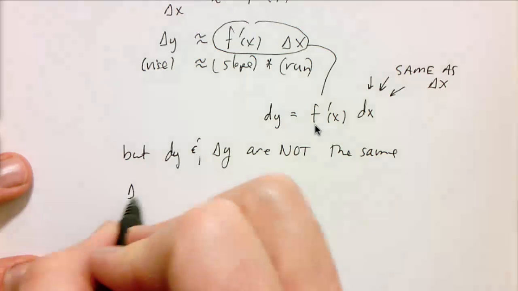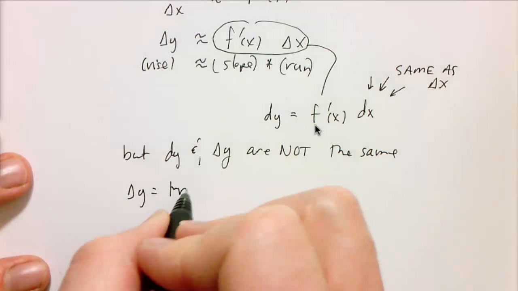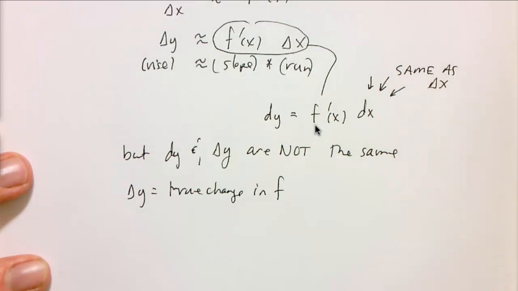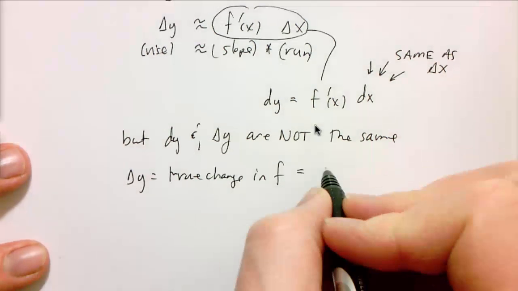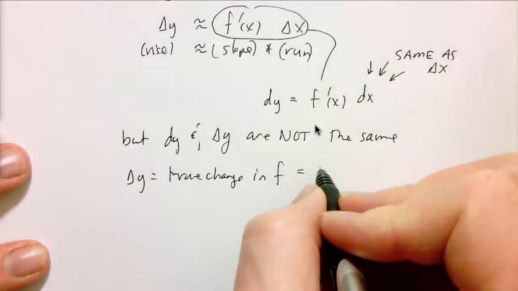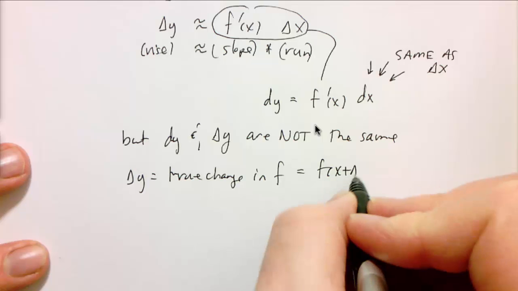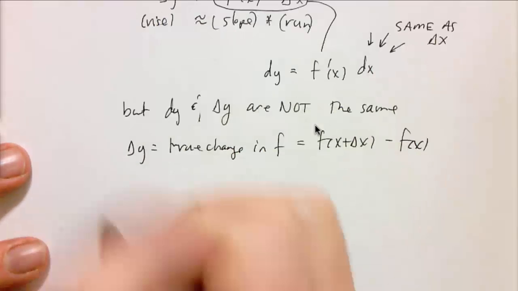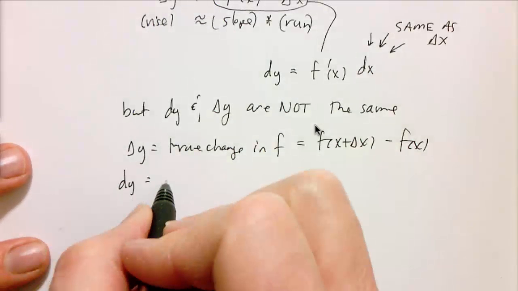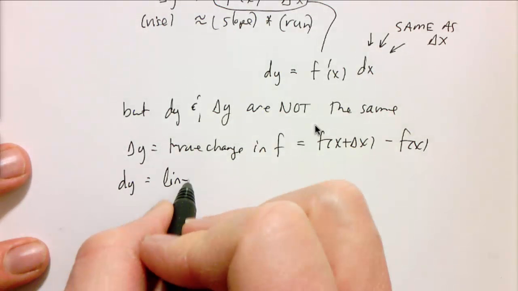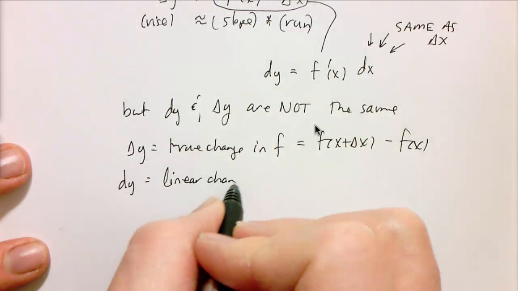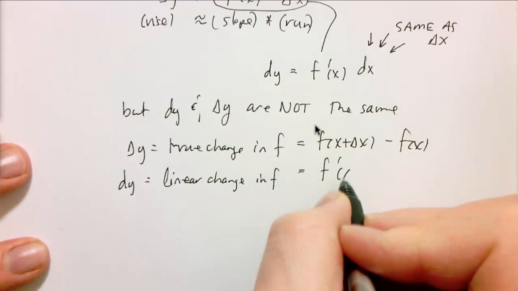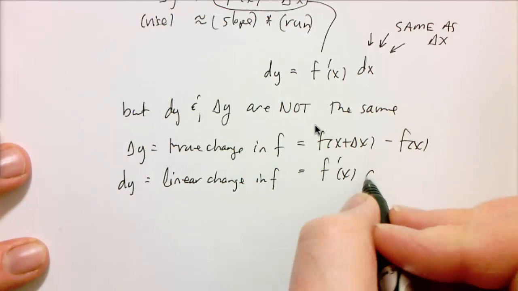So delta y is the true change in f. Okay. So that's going to be f of x plus delta x minus f of x. And dy is, let's call it, the linear change in f, which we calculate from this formula. It's the slope of the tangent line times the change in x.